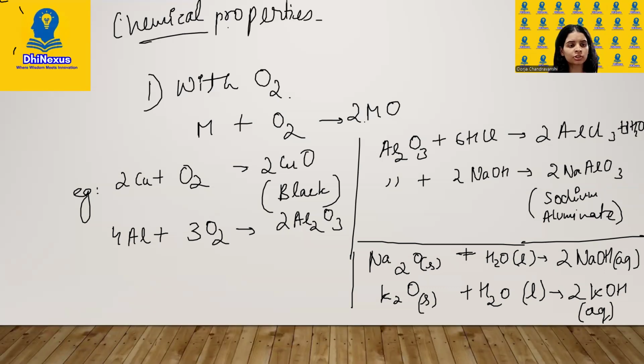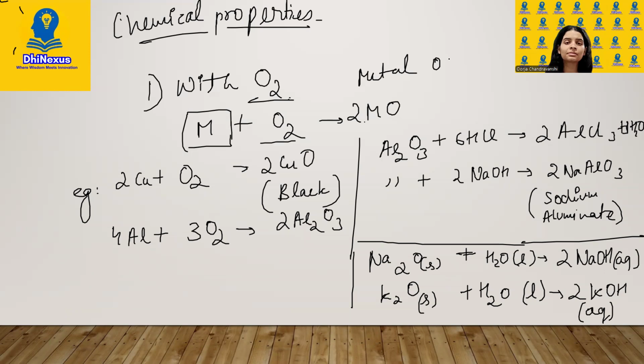Which includes, the first one is oxygen. Any metal which reacts with oxygen is going to give you metal oxide. MO here means metal oxide. If you take copper and heat it with oxygen, you get copper oxide. We learned in the first chapter of NCERT, that is balancing equations. We see that copper oxide is black in color.